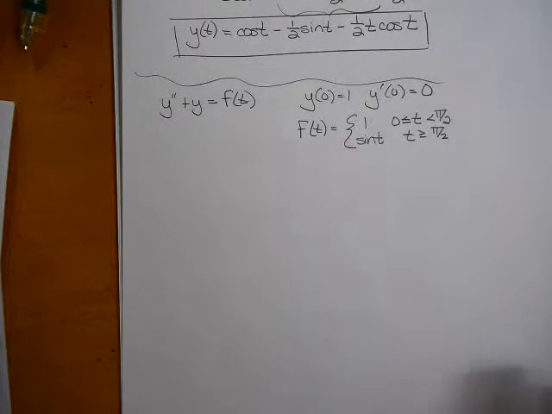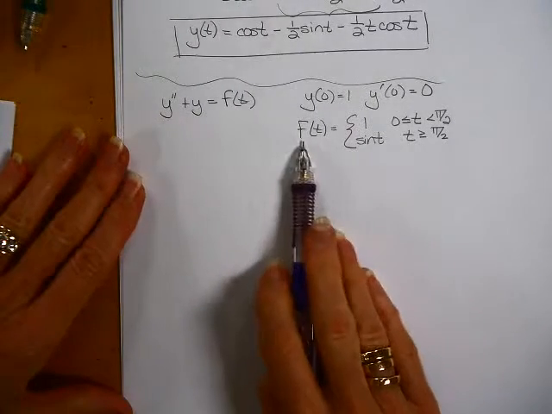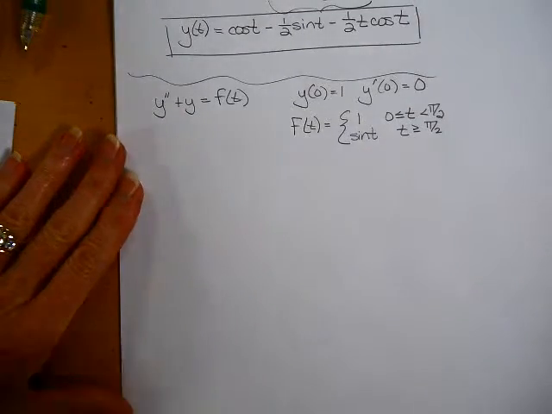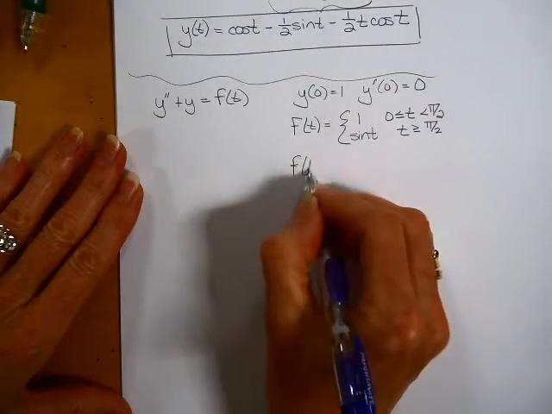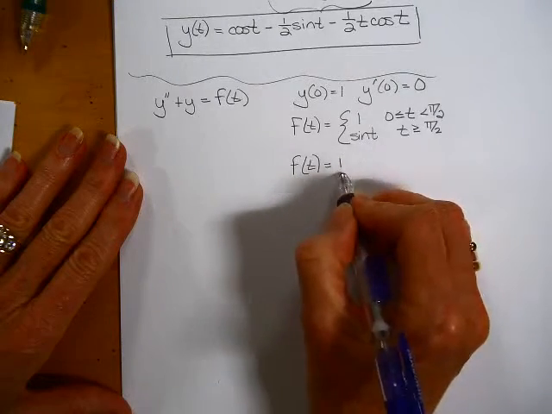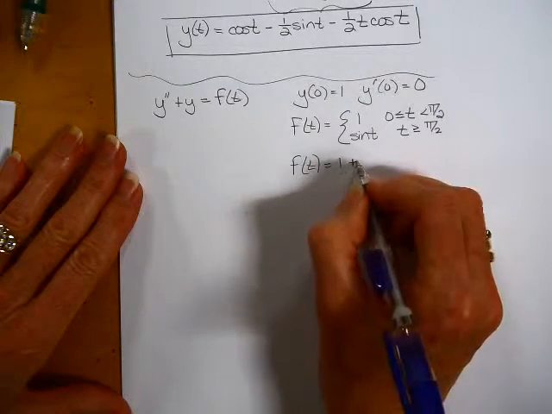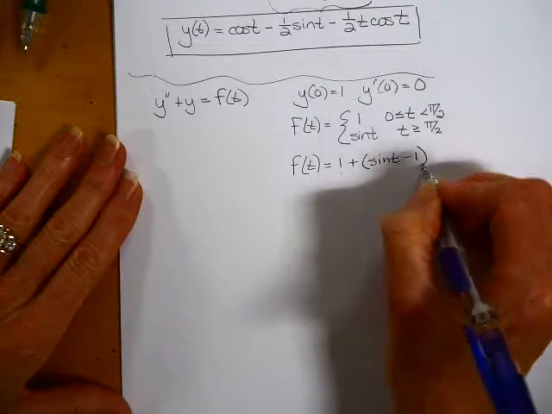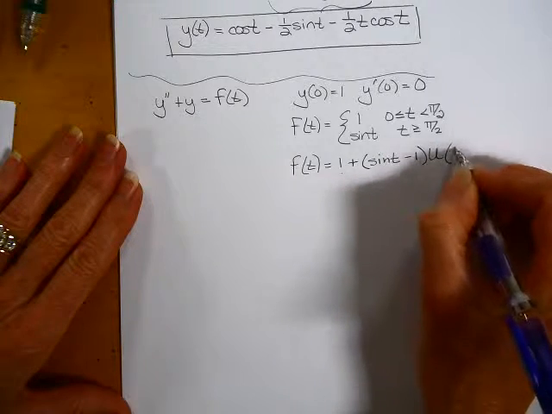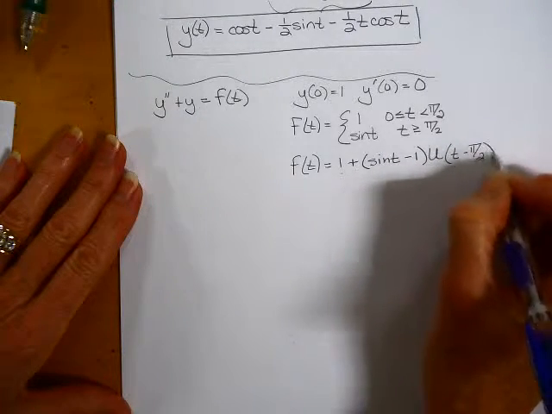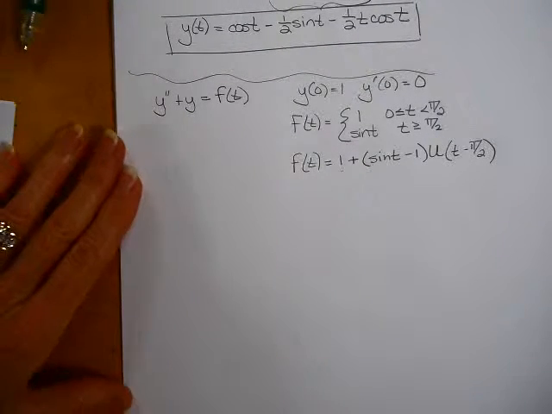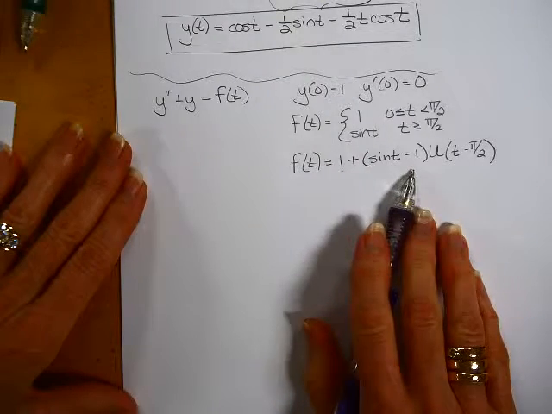Okay, so the first thing you got to do is write this as a unit step function. Okay, got it written down. So to write this as the unit step function, f of t is 1 plus the sine of t minus 1 times your unit step function at t minus pi over 2. All right, everybody remember how to do that?